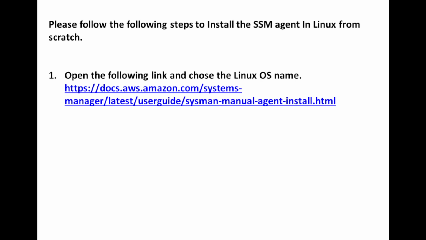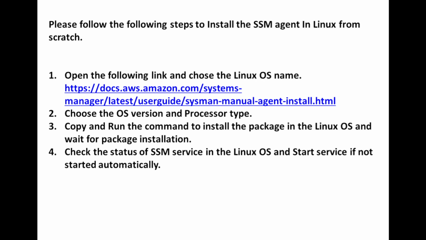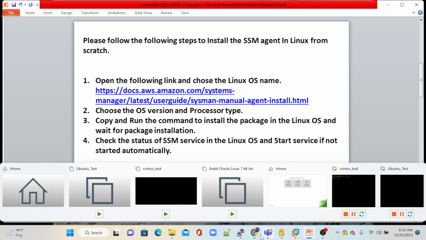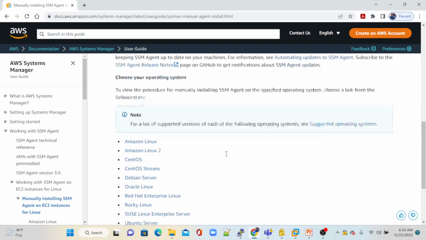So we need to follow some steps provided by AWS. Open this link, choose the operating system and processor type, copy the command to install the package, check the SSM service. If the service is not started by default, we need to start it manually. So if we open this document, we can come down.